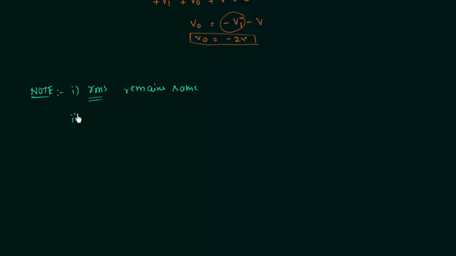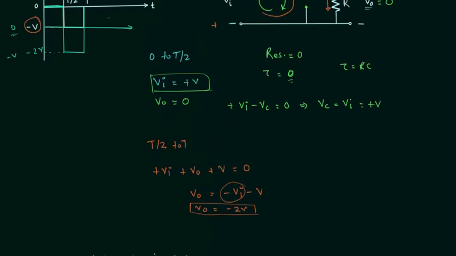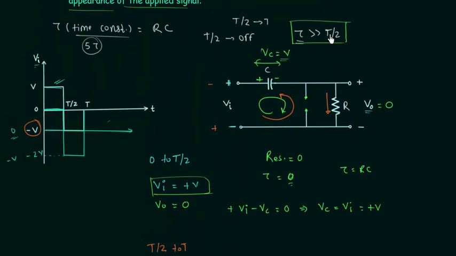The second point is related to the peak value. The peak value changes in the clamped signal. When you clamp a signal, the peak value will change, and we have already discussed the time constant. Tau is greater than T by 2.